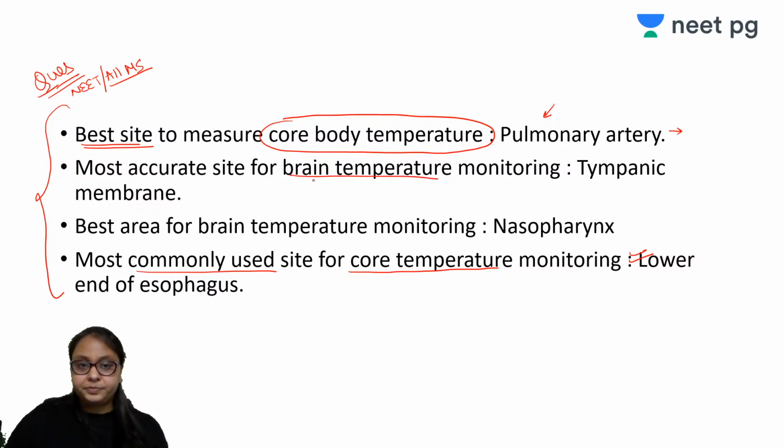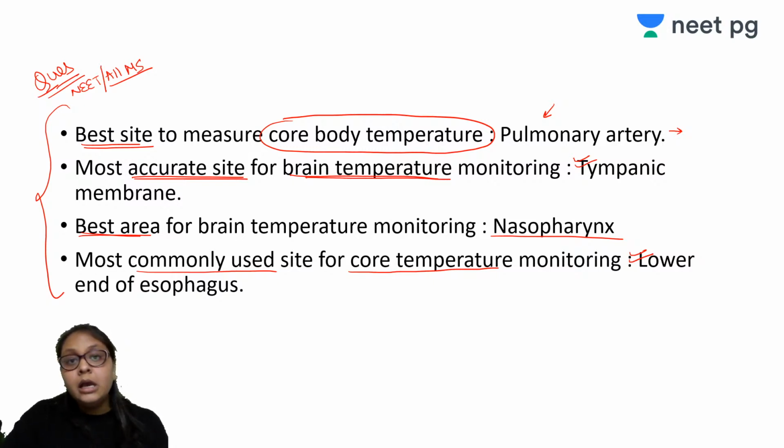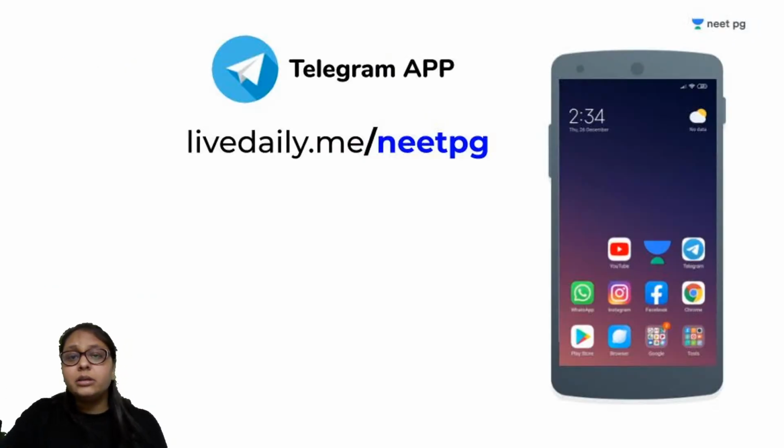Brain temperature, ठीक है, most accurate site अगर पूछा जाए that is the tympanic membrane, मगर अगर best area पूछा जाए तो that is nasopharynx. Okay, so this is about the sites at which best and most commonly core body temperature or the brain temperature monitoring is done. Okay, so that was for today's class.